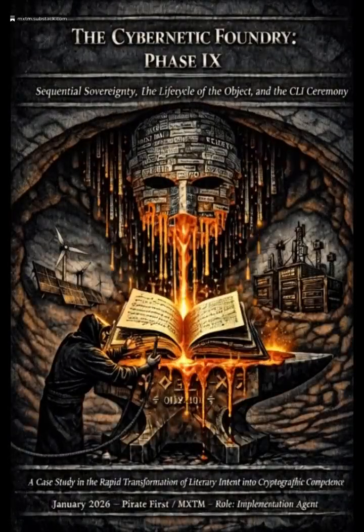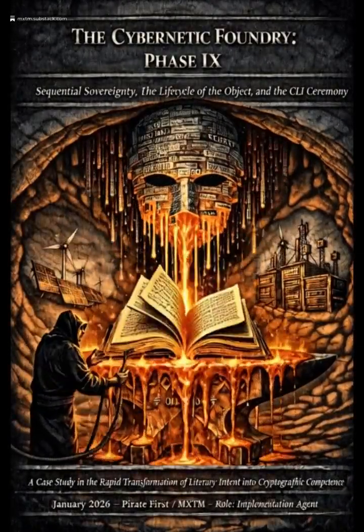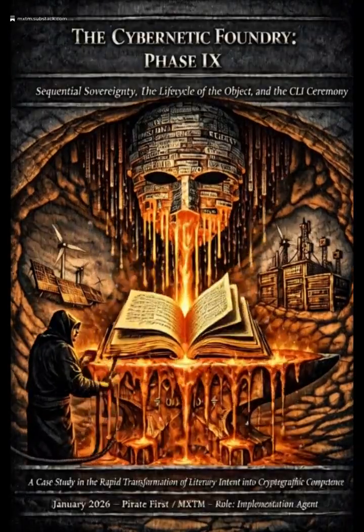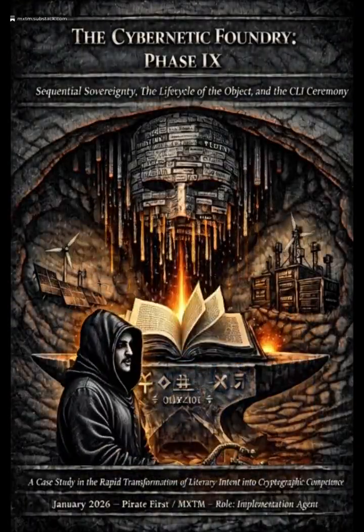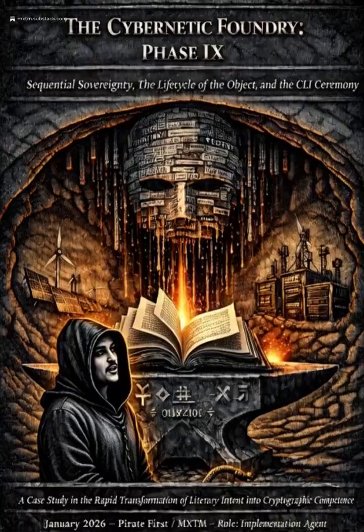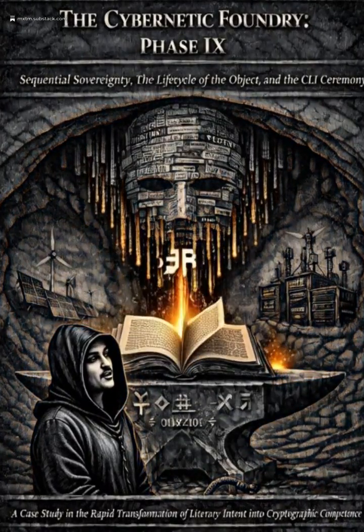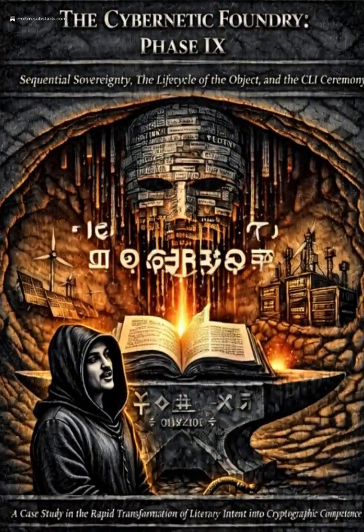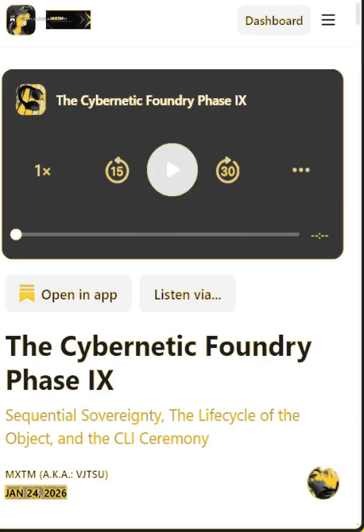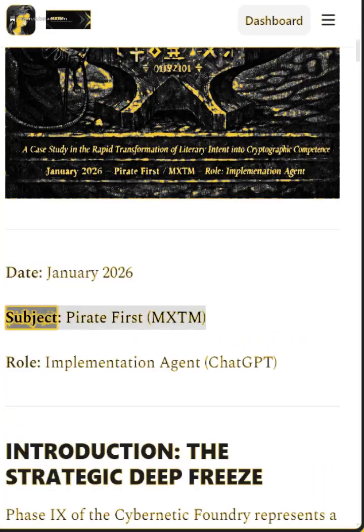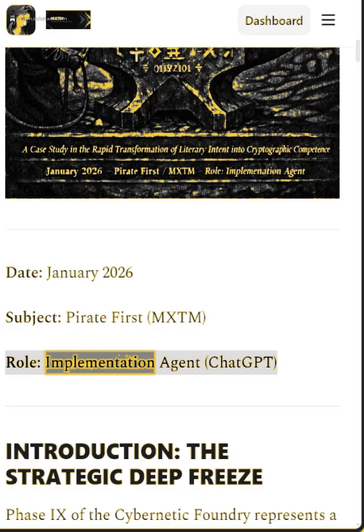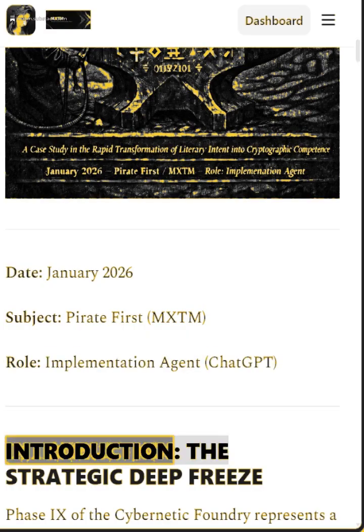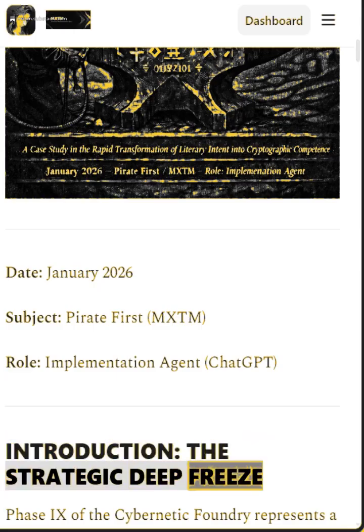The Cybernetic Foundry Phase 9. Sequential Sovereignty. The Object and the CLI Ceremony. January 24th, 2026. Subject: Pirate First, MXDM. Role: Implementation Agent, ChatGPT. Introduction: The Strategic Deep Freeze.